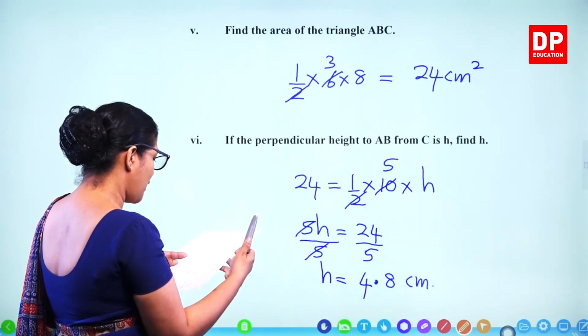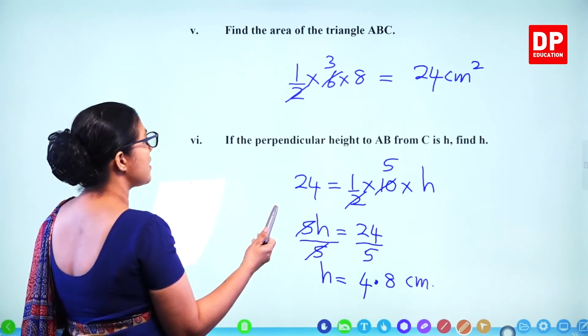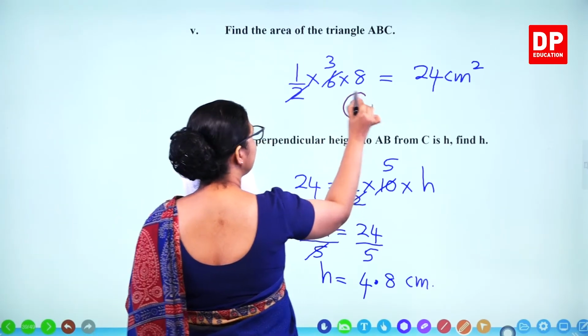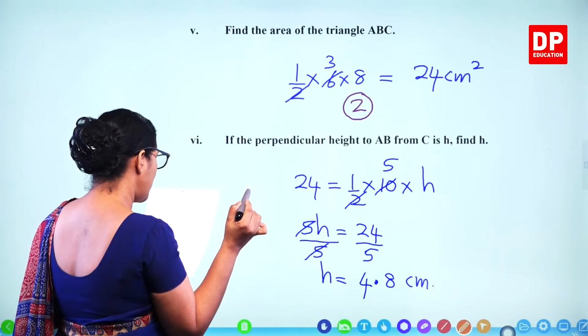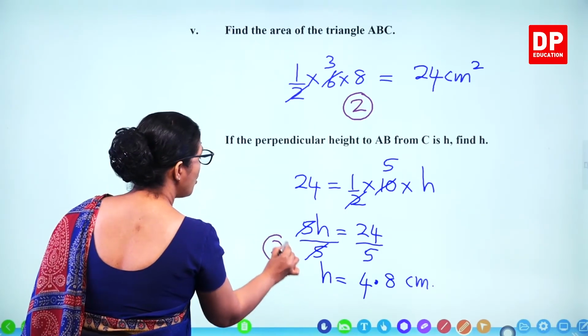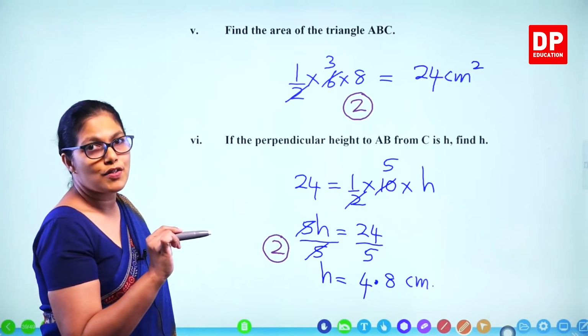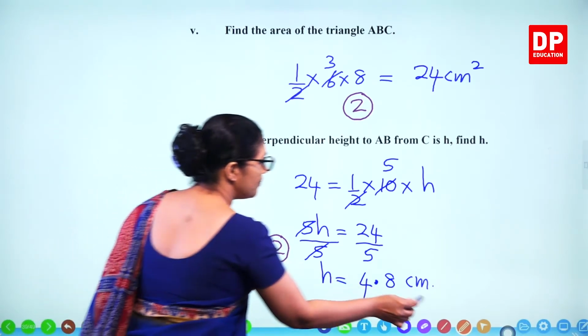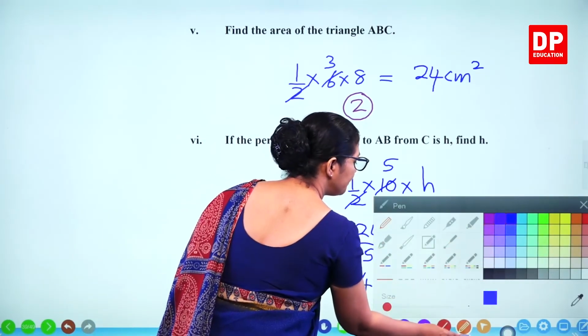So how many marks for that? 24 square centimeters, 2 marks, and 4.8 centimeters, 2 marks. So we gave altogether 11 marks for that question. Let's take the next one.